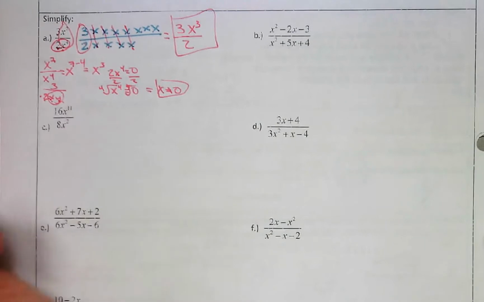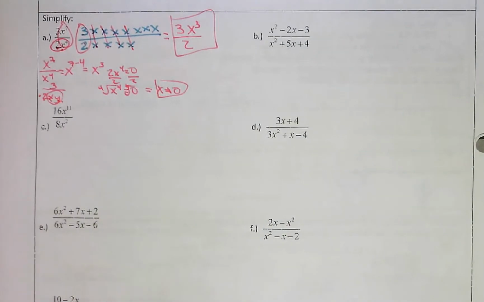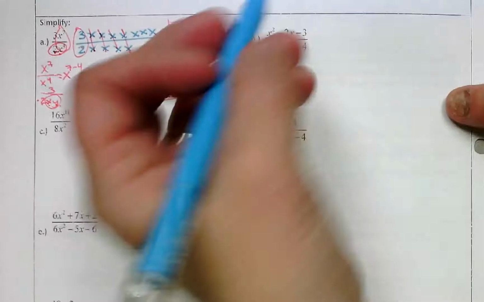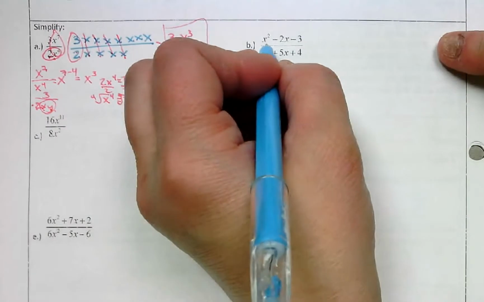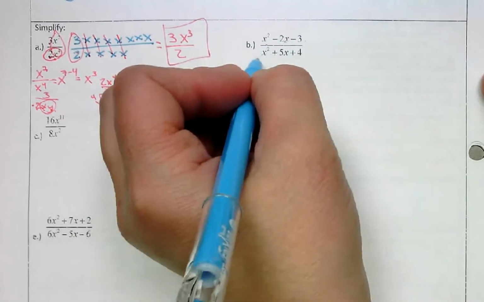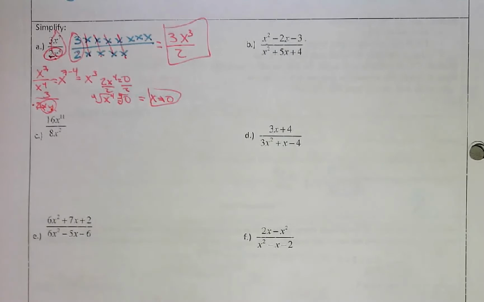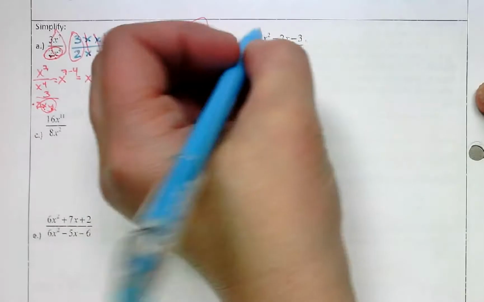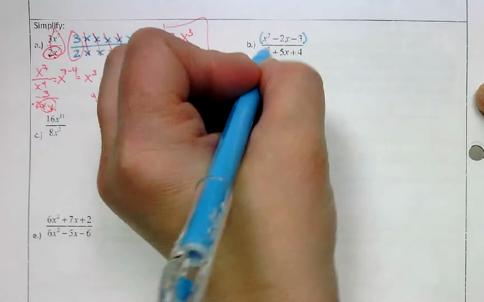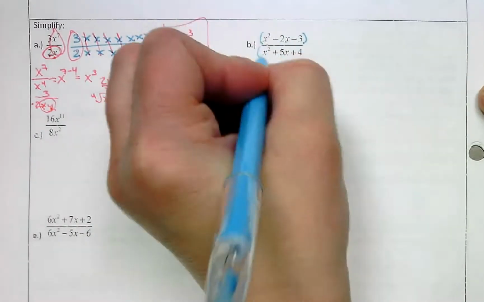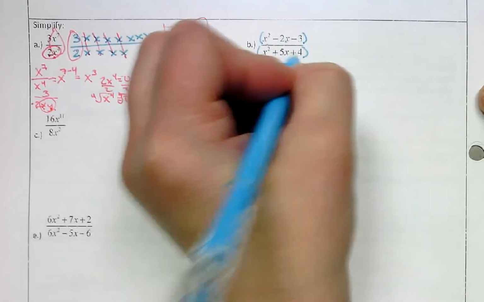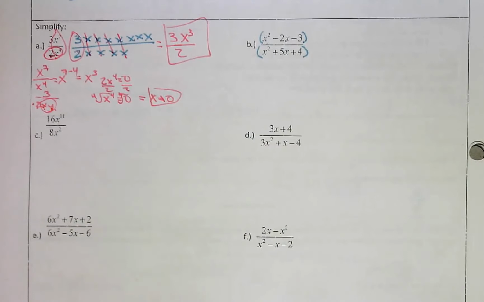Okay? All right, so let's take a look at a little bit more difficult one. Here I have x squared minus 2x minus 3 over x squared plus 5x plus 4. Okay, so remember, we're factor, factor, factor. You have to be able to factor. Okay, this is a single polynomial, a single number. This is a single number. The only way that I can break those x squareds out of there is by factoring this.